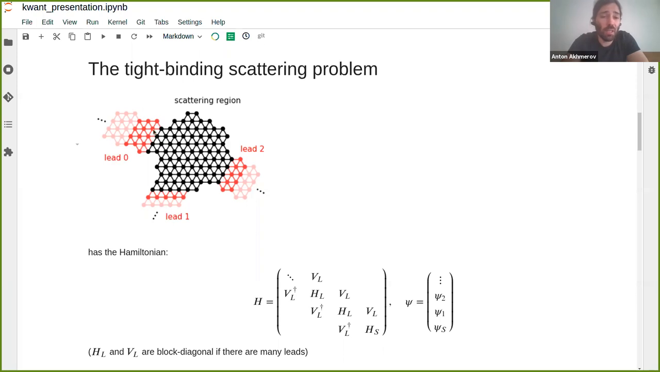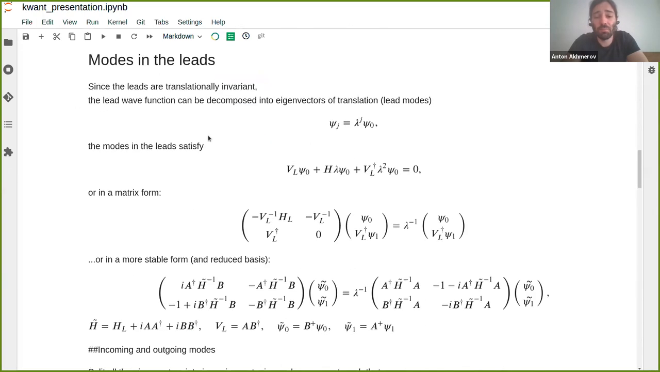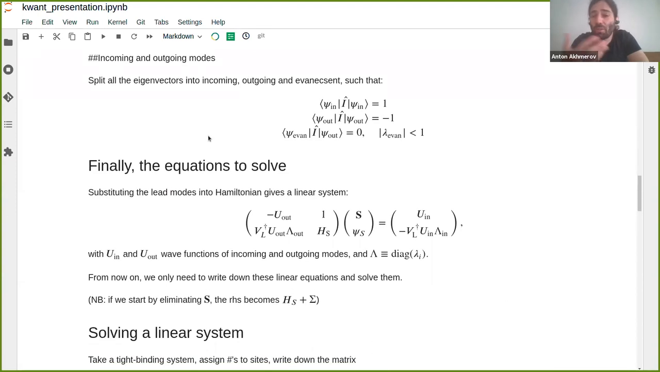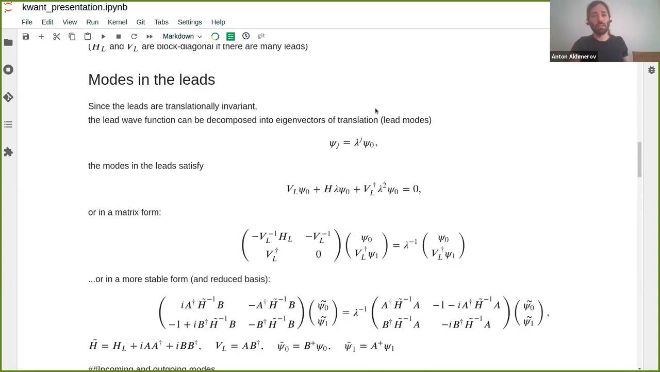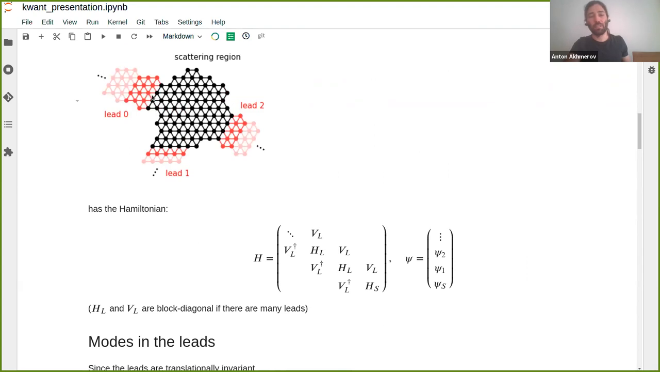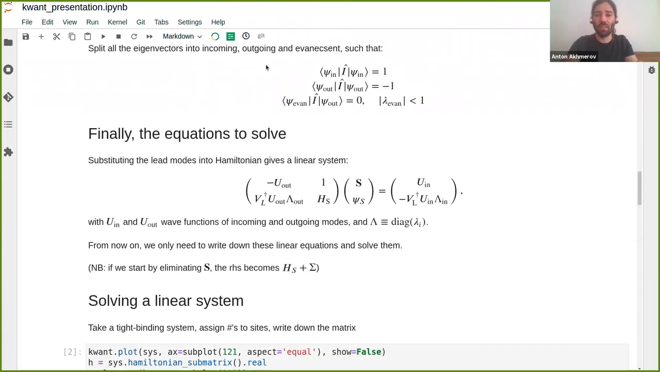So far what we've done is we have enumerated the solutions in the leads. Now, turns out all of these solutions are exponential waves, but they come in different types. So all the waves that we are interested in, first of all, there may be plane waves where the absolute value of the eigenvalue is equal to one. These are propagating modes. These correspond to the particles either incoming from the infinity or scattering into the infinity. These are the states that carry current.